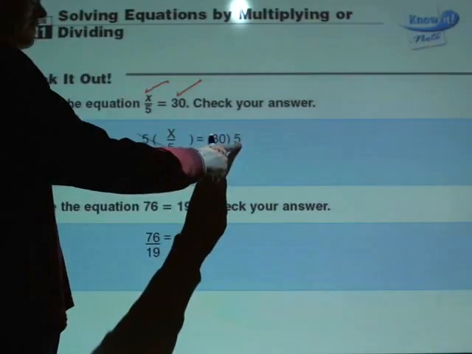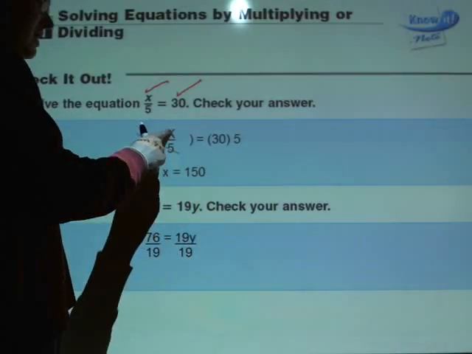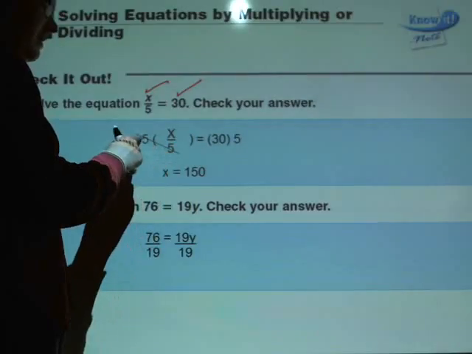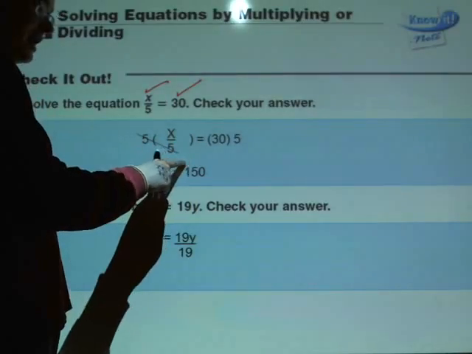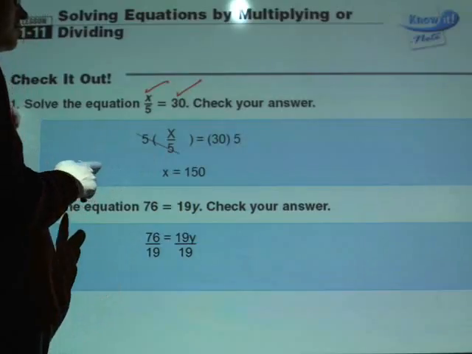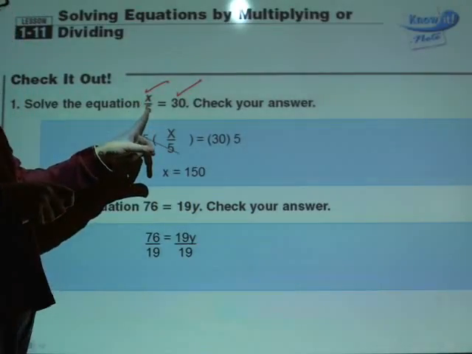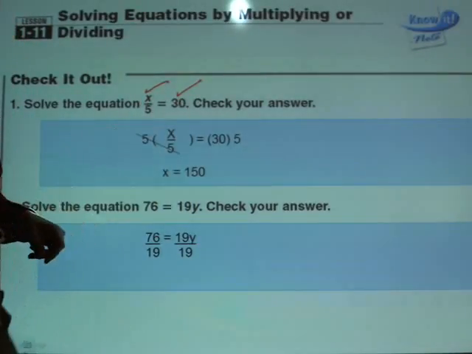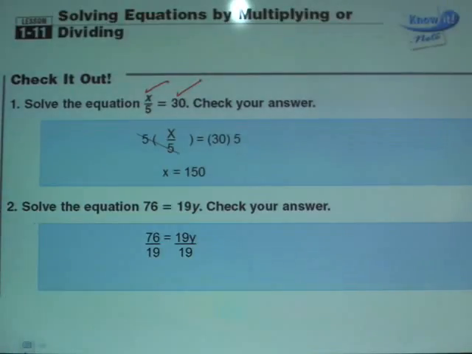So I've got 30 times 5 there. That's 150. I'm just left with x here because dividing by 5 and multiplying by 5 wipes each other out. x must be 150. We can check it. 150 divided by 5 is 30. Since the other side says 30, we know we must be doing this correctly.